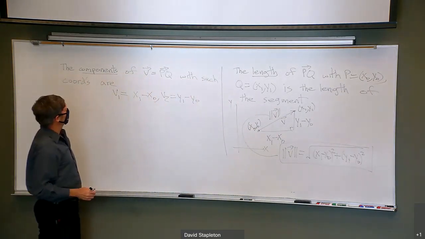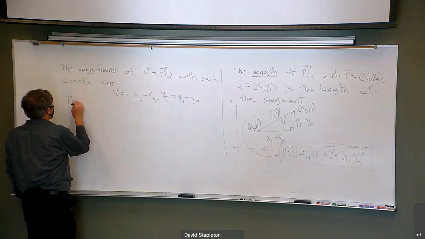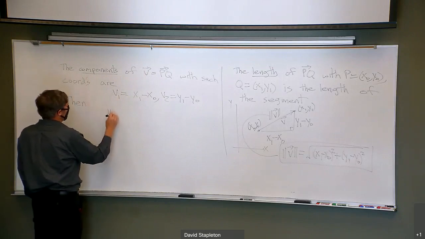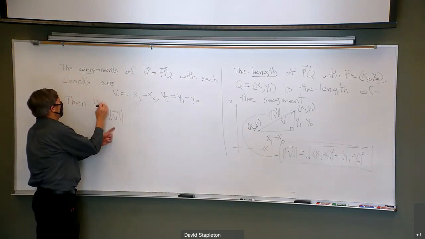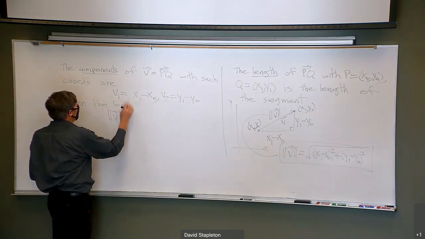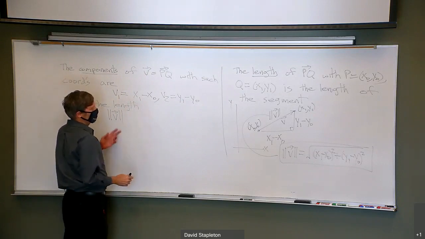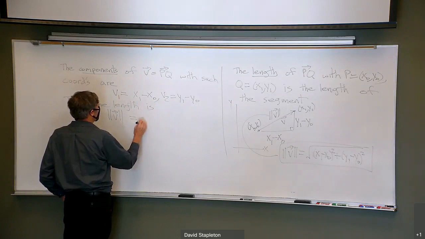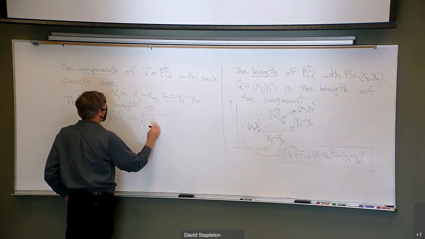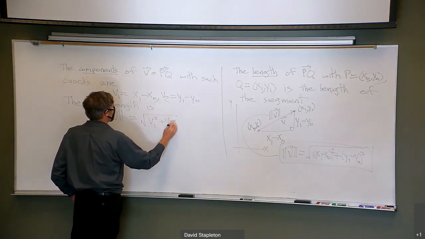So we can say better, writing length that way, the length of the vector, also called the norm or magnitude of the vector, becomes just the square root of V1 squared plus V2 squared.